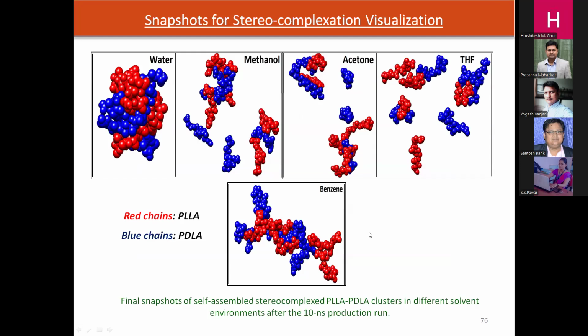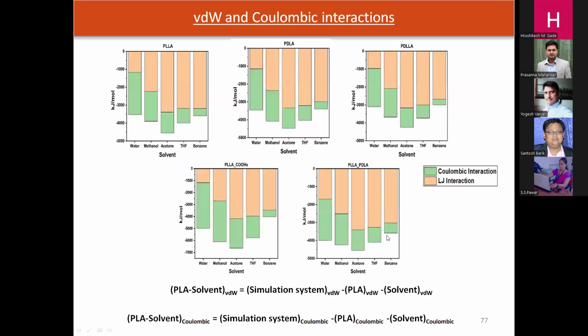So you can see what must be happening at the molecular level in different solvents when polylactic acid is there. Okay. Now, as I said, the first thing is the geometry of the solvent, which can have an impact. The second thing is the energetics which is driving it. So the basic two energies, van der Waals and Coulombic interactions, would be driving their association. So we try to segregate the individual contributions.